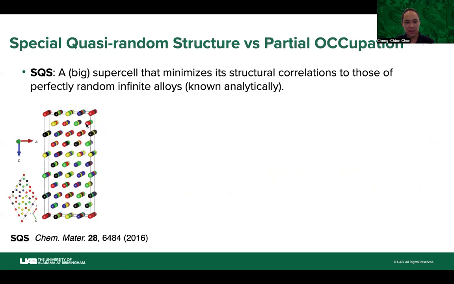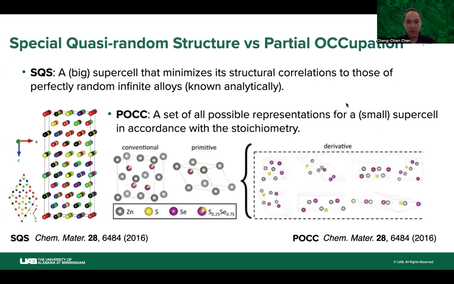with a fixed amount of atoms in the unit cell, and it tries to mimic a perfectly random infinite crystal, which can be known analytically in the thermodynamic limit. So this is an example of a big SQS supercell used in DFT calculations. Another method is called the partial occupation, POCC.